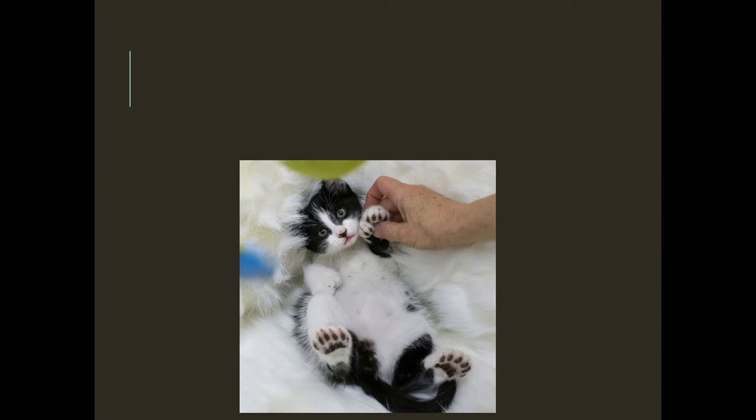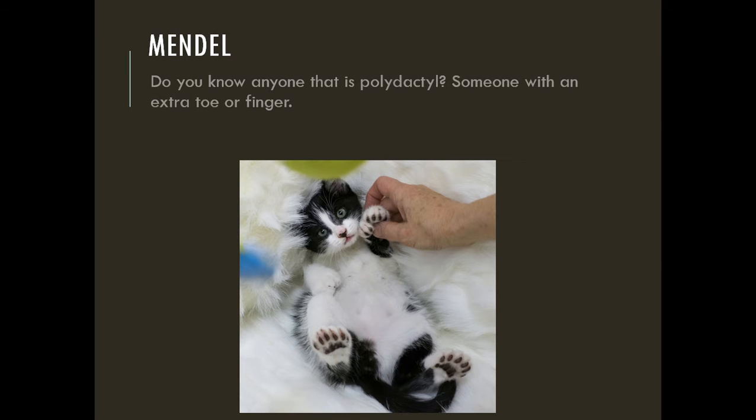Now, we have the picture of this beautiful cat. Probably you might see something a little bit different in him. This picture and this cat is related to Mendel and the theory of segregation and the genetics that he investigated. So we will start off with a question. Do you know anyone that is polydactyl? Polydactyl means someone with an extra toe or finger.